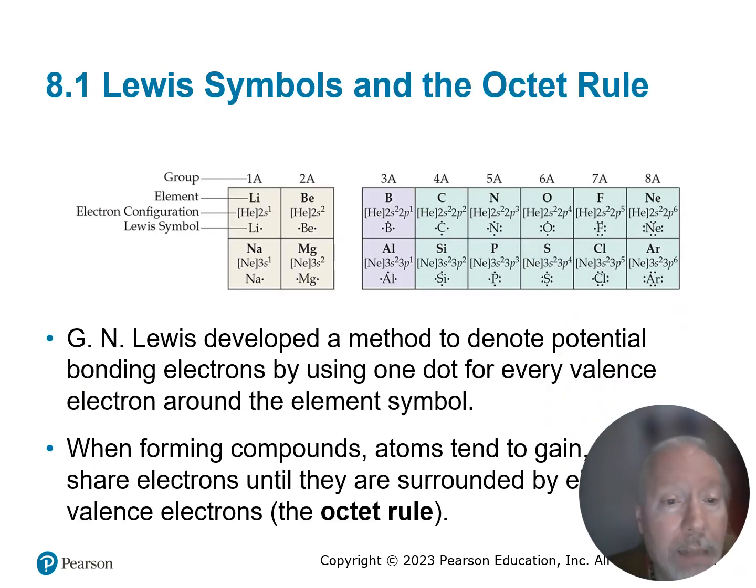Lewis symbols. We can draw dots to represent the valence electrons that are available in metals or nonmetals. For lithium, for example, it only has one dot, and beryllium has two dots, boron 3, carbon 4, nitrogen 5, oxygen 6, fluorine 7, and neon has a stable octet. Sodium has 1, magnesium 2, aluminum 3, silicon 4, phosphorus 5, sulfur 6, chlorine 7, and argon, again, another stable noble gas.